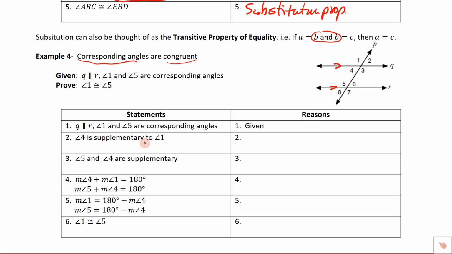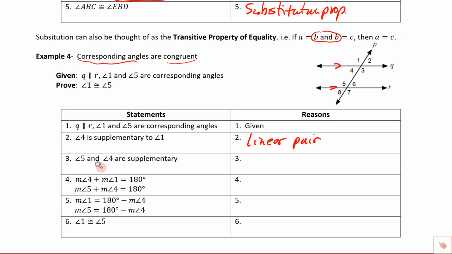Angle 4 is supplementary to angle 1. Well, let's take a look at that. So it's saying that those are supplementary, and yeah, they are because they make a line. So the reason for that is we're just going to say that they are a linear pair. And linear pair, by definition, they would equal 180 degrees. Okay, so let's take a look at the next statement.